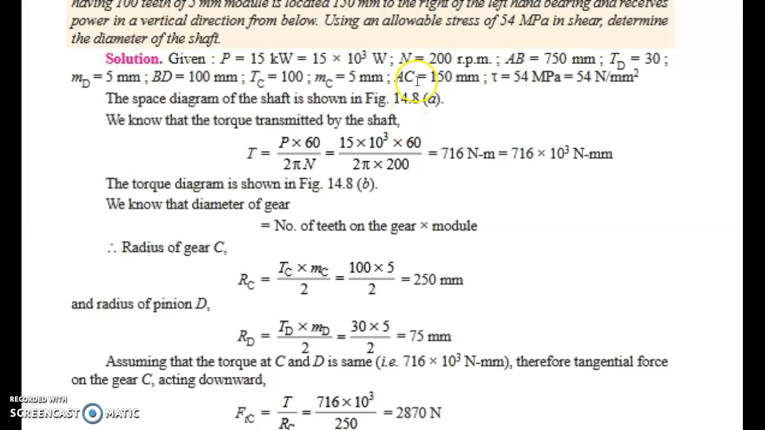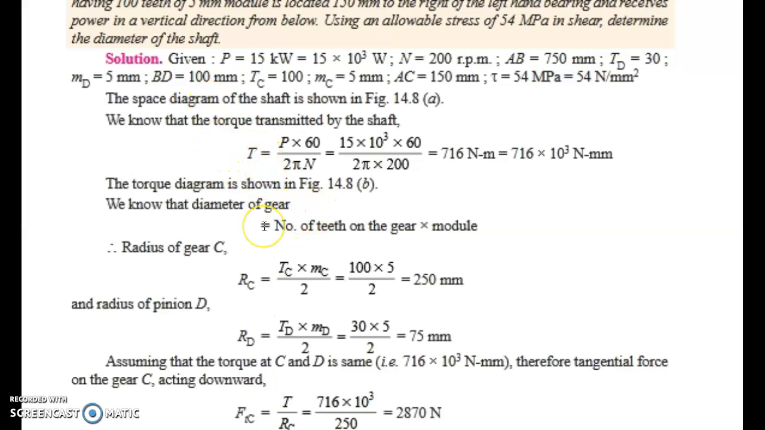Now we can draw the space diagram. We already drew that space diagram. Now we can find the value of torque using this equation, T equals P into 60 divided by 2 pi N. It is a general equation. The power is given and also the speed is given. If we substitute all these values in this equation, we will get the value of T.